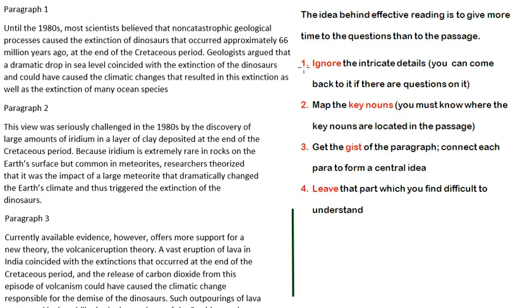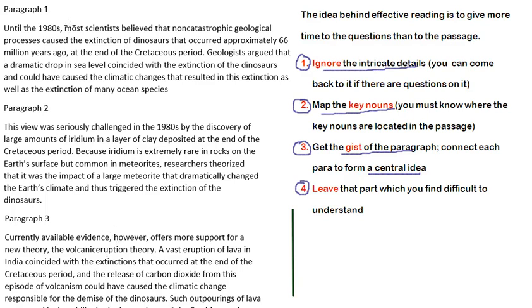Before I go ahead, I would like to bring to your attention the four important points that I always repeat. The first is that you have to ignore the intricate details if you come across any. Second is that you have to map the key nouns, very important. The third is you have to get the gist of every paragraph so that you can form the central idea. And the fourth thing is that if you don't understand something, there is no need to worry about it, just forget about it. Fine. So let's read the first paragraph.